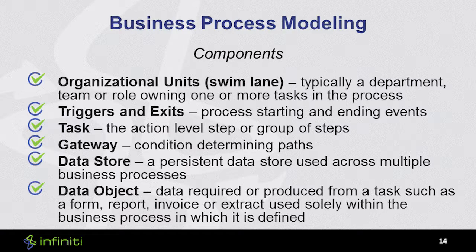You have gateways, and these are conditional branches in the flow. It may be because a threshold is being hit on the number of widgets a customer can buy, so you have to send them through a different process. And then we have data stores and data objects. Data stores are persistent data stores, okay? These are used throughout your organization. They'll appear on more than one business process, maybe 15 or 20 of them. In today's world, they would probably be an enterprise database. And then we have data objects.